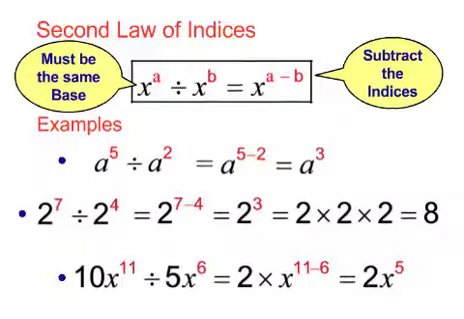x^11 divided by x^6. The bases are the same, therefore we can subtract the indices. So it's x to the 11 minus 6, which gives us 5. In other words, our answer is 2x^5.